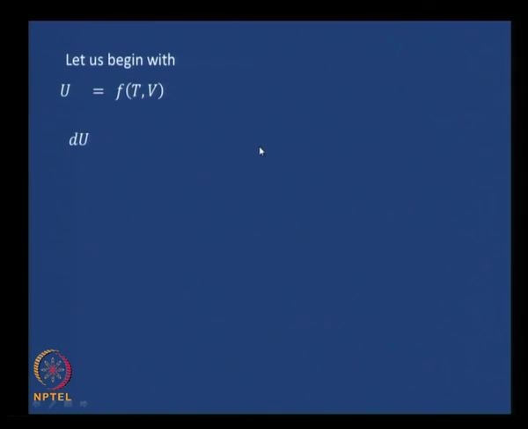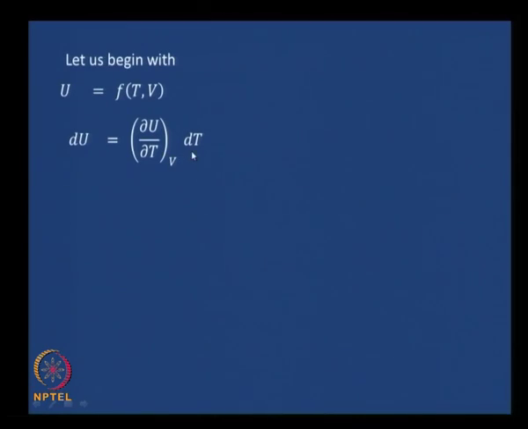The total differential du, as you all know, can be written as dou u dou t at constant v dt, since it is a function of t and v, plus dou u dou v at constant t dv. We will call this equation 243.